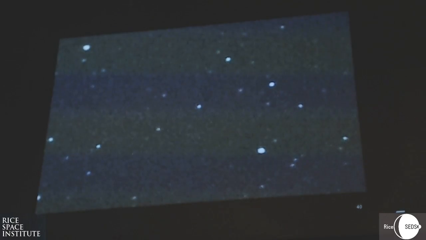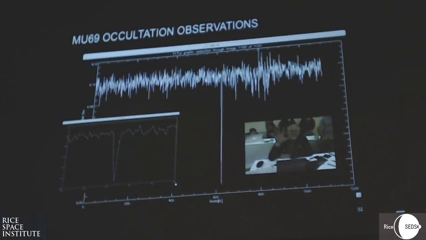Now that we know exactly where it's at, we can go back and take the other sets of data and bring it together and get even more observations and more understanding of this object. It turns out 5 of the telescopes saw it. So here's an example of some of the data. It looks pretty ratty, and then all of a sudden, bam, there it goes.